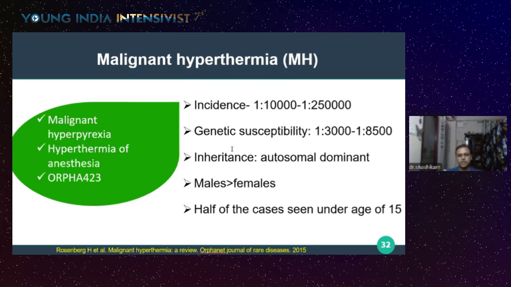So there is a lot of difference, depending upon whether the gene which is present is expressed or not. Coming to the inheritance pattern, it is autosomal dominant. Males are more affected than females, and half of the cases are seen under the age of 15.